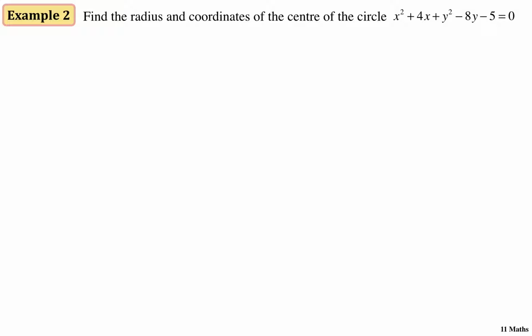Let's try our second example. We need to find the radius and the center of the circle x squared plus 4x plus y squared take 8y take 5 equals 0. Now this circle is written in a form where we can't quickly find the center and the radius without doing a little bit of tricky stuff. So there's our circle, and we're going to complete the square on the x parts and complete the square on the y parts.